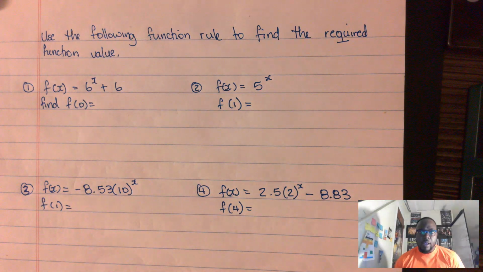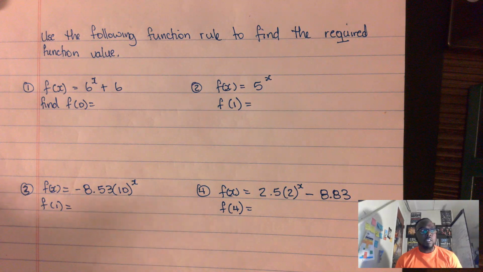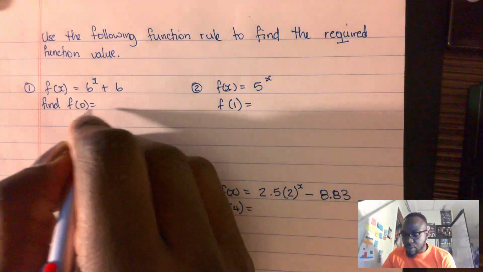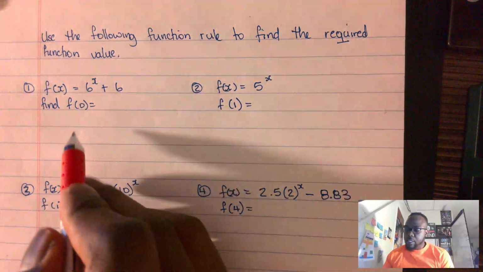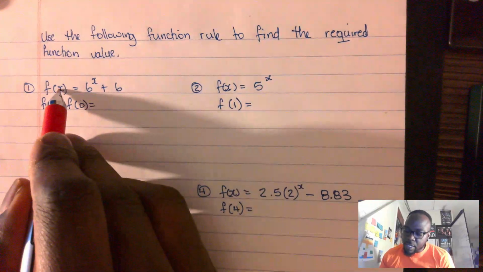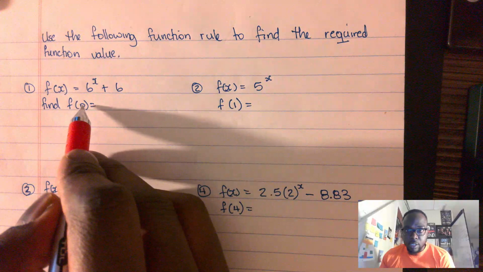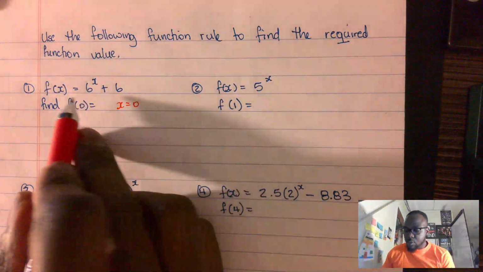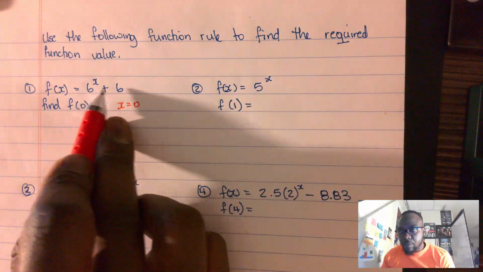What does that mean? All right, so let's look at a couple examples here. It says use the following function rule to find the required function value. Here, on this example, we're going to use the function rule to find f of 0. So what this means is that wherever you see x, x is equal to 0. So wherever I see x in here, I'm going to plug in 0.